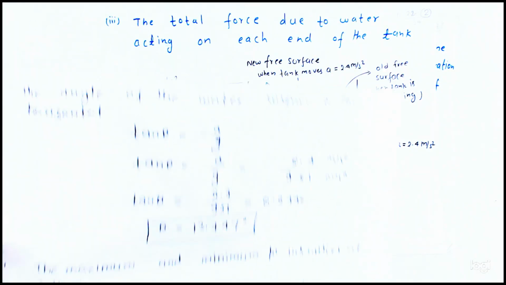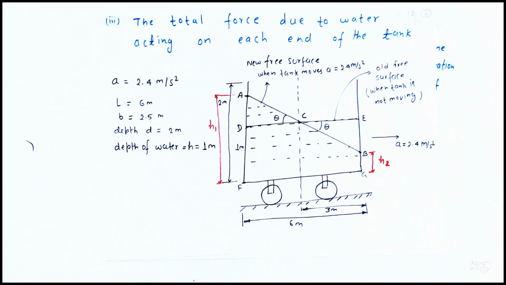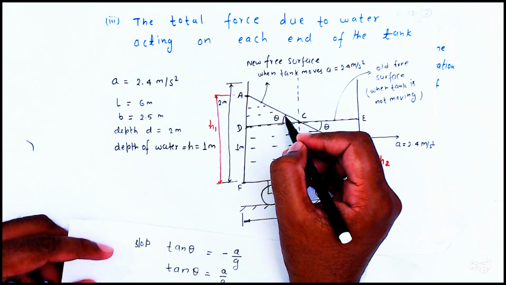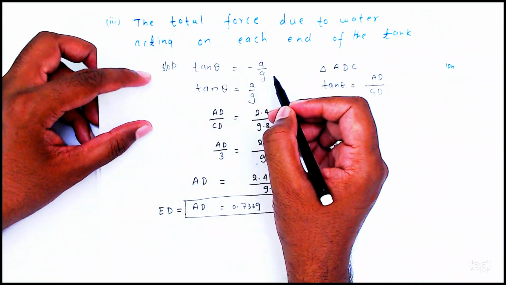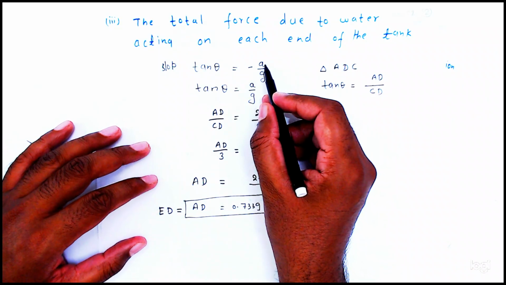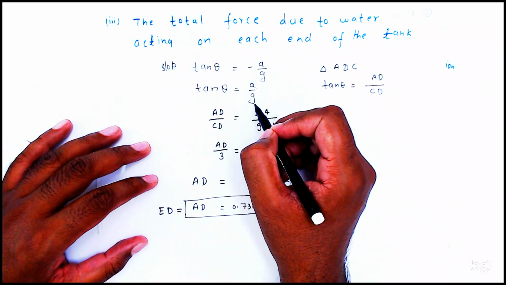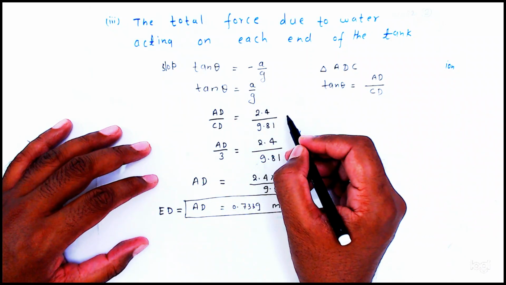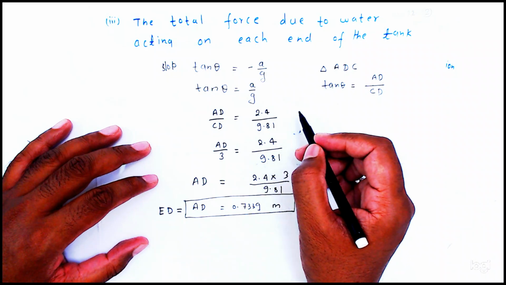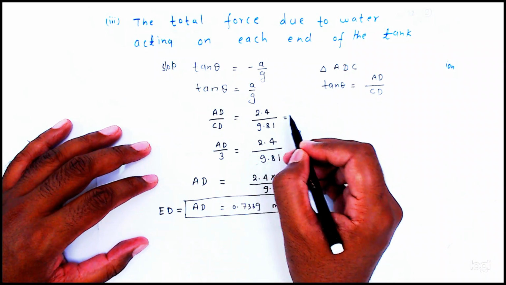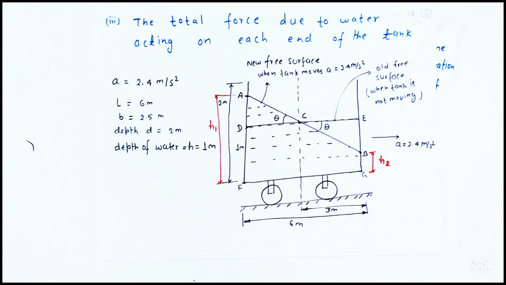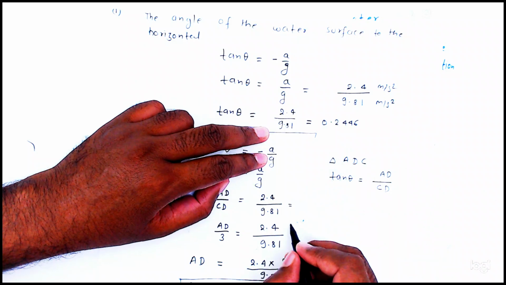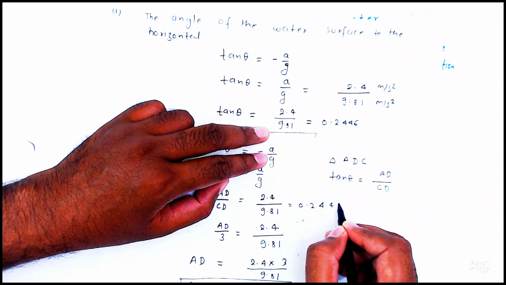Getting, friends? So for calculating this one, we know that here tan theta is equal to minus A by G, or we can say tan theta is equal to A by G, correct? And we know the value of A by G, which was already calculated here. This A by G value is equal to 0.2446.